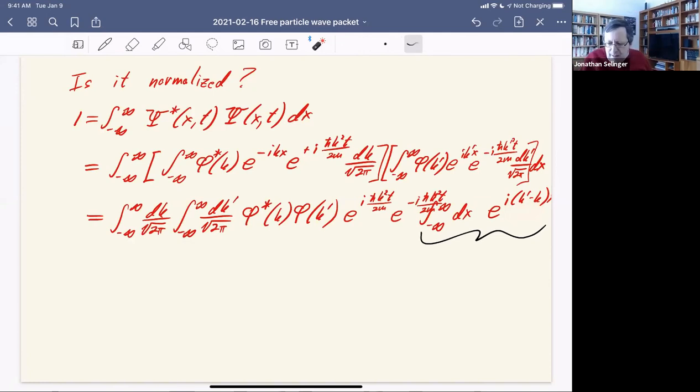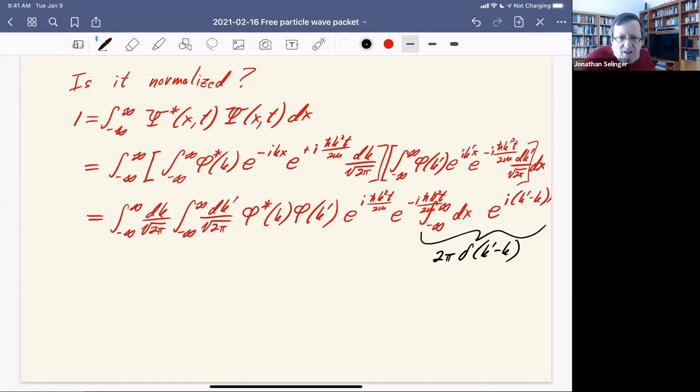If k minus k prime is equal to 0, then you are integrating 1 over all x from minus infinity to infinity. The integral is infinity. But if the thing inside the exponential is anything other than 0, then you have an oscillating function and it cancels out. So this integral is infinity if k minus k prime is 0, or 0 if k minus k prime is anything other than 0. So this integral turns into a Dirac delta function. It is 2 pi delta of k prime minus k.